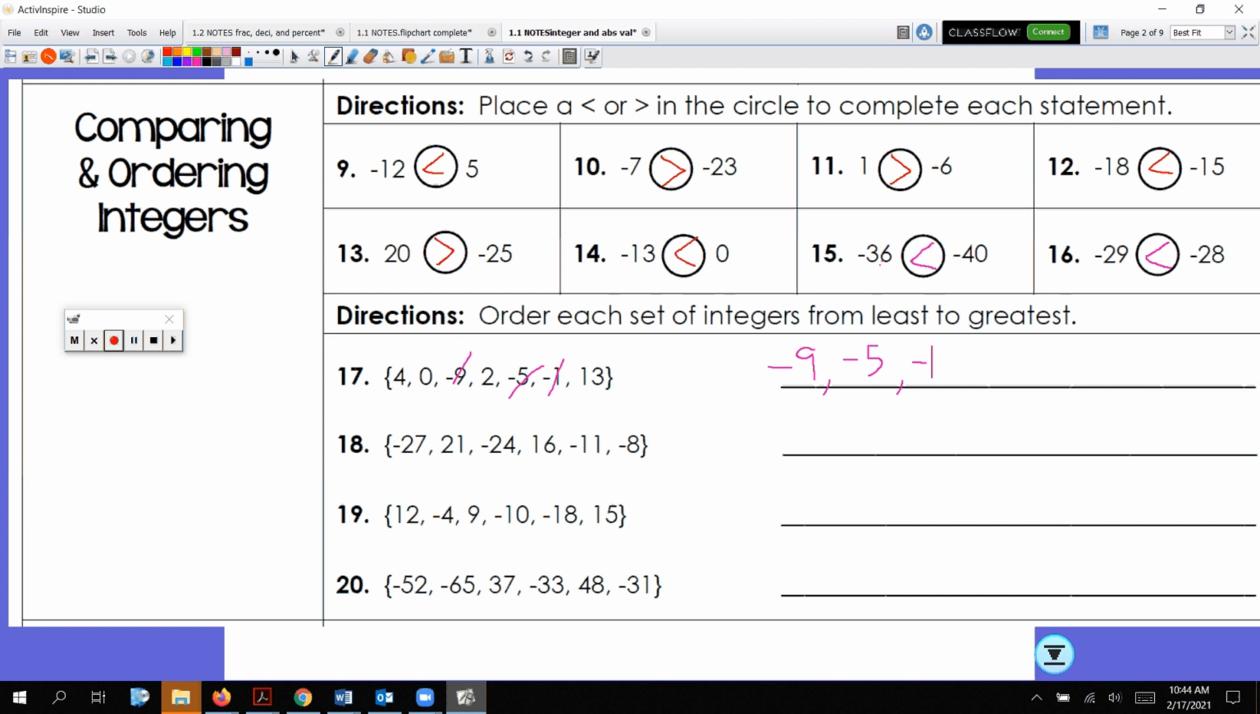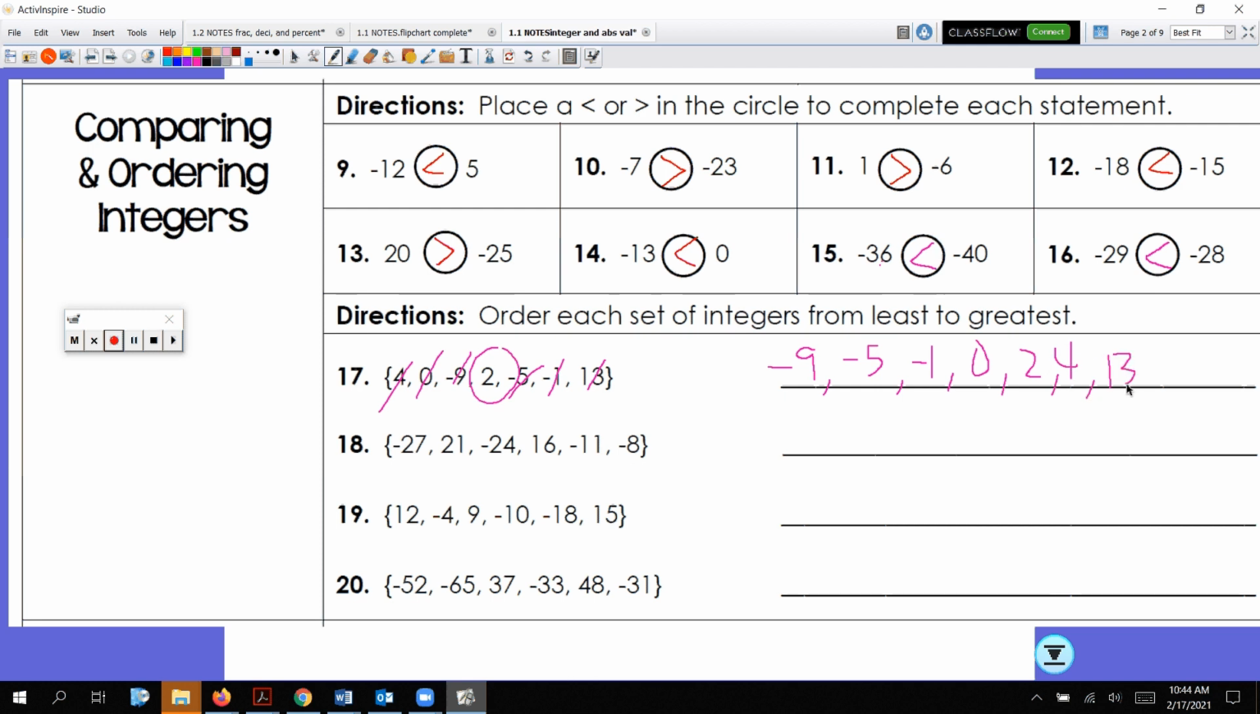The next biggest number is 0. Then 4, then 13. Okay, that wasn't too bad. Oh, look, I missed one. Oh my gosh. Well, 2 is going to go between the 0 and the 4. Ay, ay, ay. See, we all make mistakes.